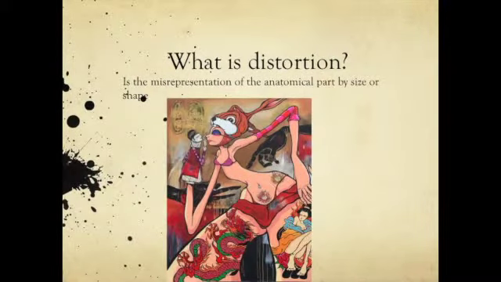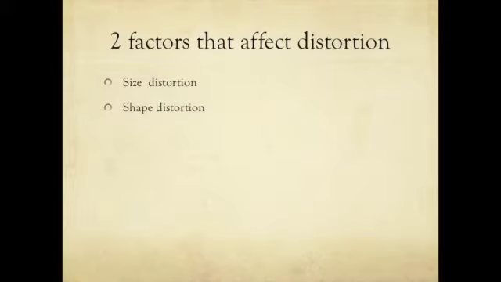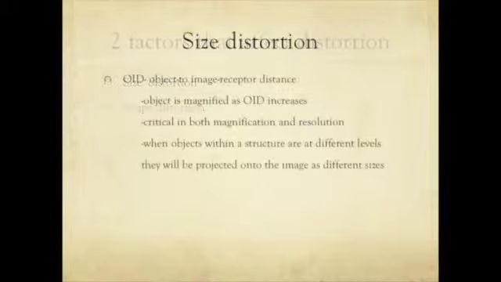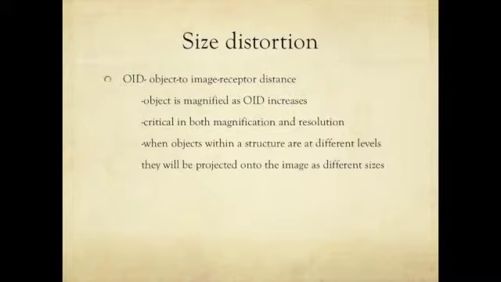What is distortion? This is the misrepresentation of the anatomical part by size or shape. There are 2 factors that affect distortion: size distortion and shape distortion. Size distortion includes OID. OID stands for object to image receptor distance. Object is magnified as OID increases, critical in both magnification and resolution.